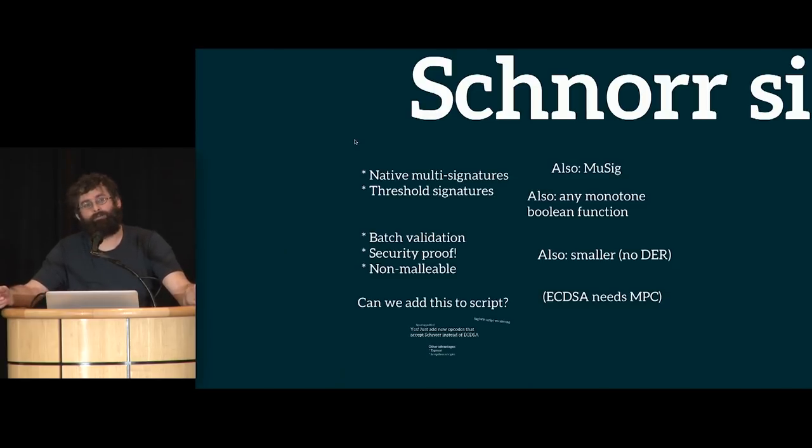Simply by virtue of introducing a new signature scheme, we get a number of advantages for free. One of them is that the ECDSA signatures in Bitcoin right now use DER encoding, which adds about 6 bytes of completely unnecessary data to the chain for every signature. So we can just get rid of that once we go to something else. And I should say that most of the things on this slide are, in theory, also possible with ECDSA, but it usually comes with very complicated multi-party computation protocols. And I'll talk in a minute about some things where this is not the case.